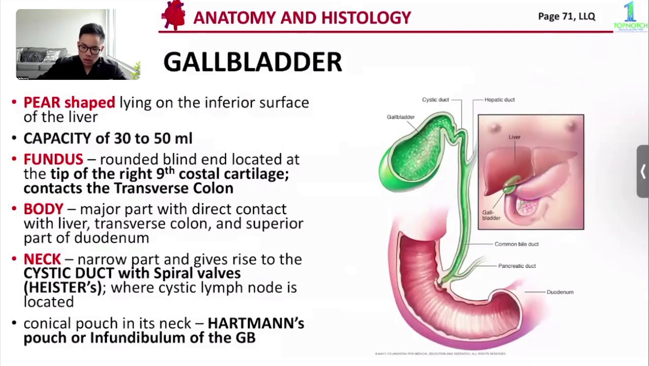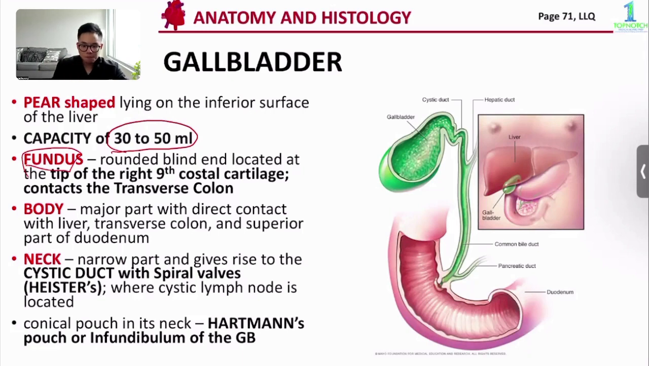Okay, so let's talk about the gallbladder. The gallbladder is a pear-shaped organ, and it contains 30 to 50 cc's of gall fluid. Now, it is made up of different parts. Remember, the gallbladder doesn't have a head. They like asking that question, putting it as a false statement, like the gallbladder is composed of the head, the body, and the neck. That's actually a false statement because it should technically be a fundus.